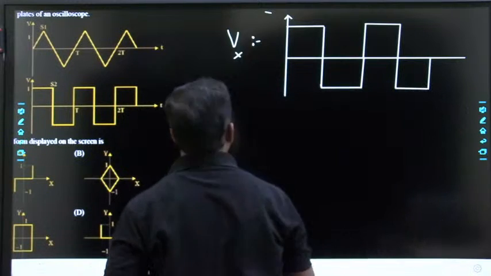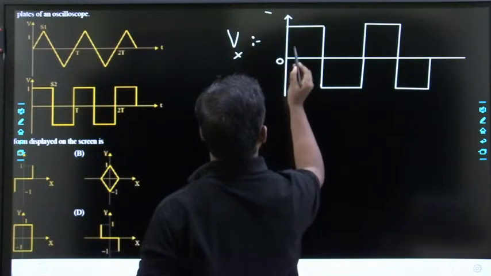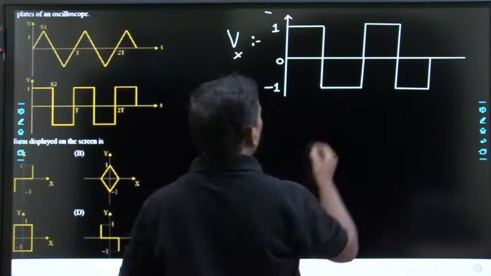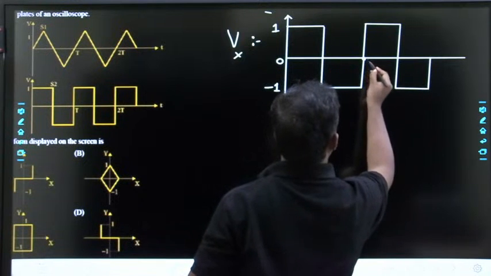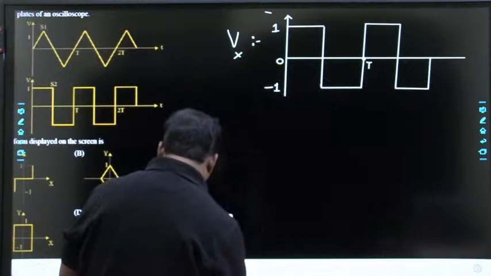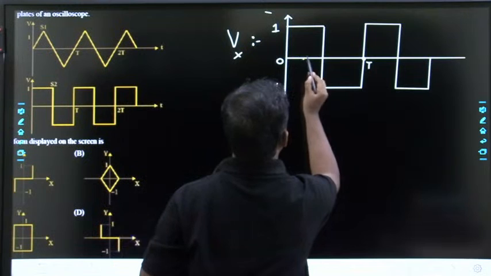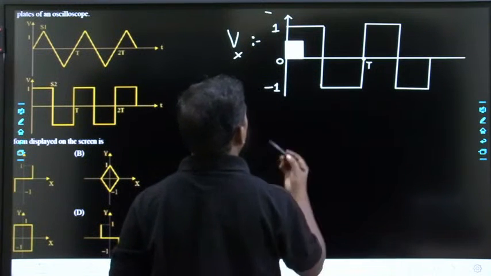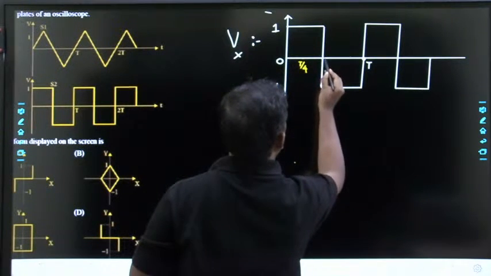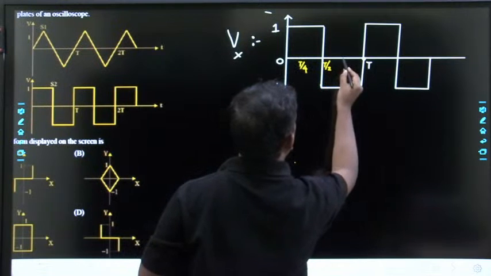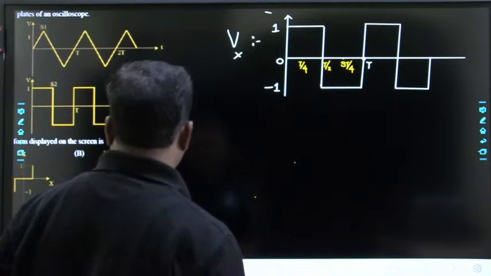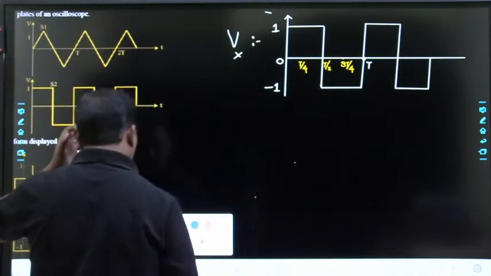Okay, so let me try it with patience. This is 0, this is 1, this is -1, okay? And this is t, this is 2t. Okay, I will do one thing. So this is t by 2, this is t by 4, this is t by 2, this is 3t by 4, and that is t. Okay? Chalo. That is our Vx.